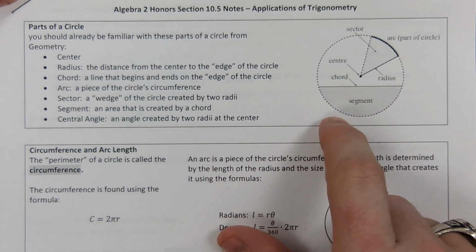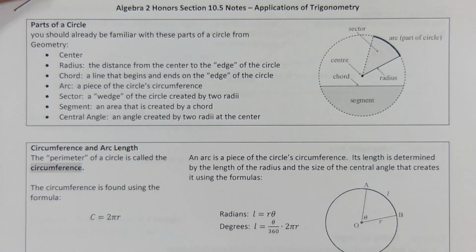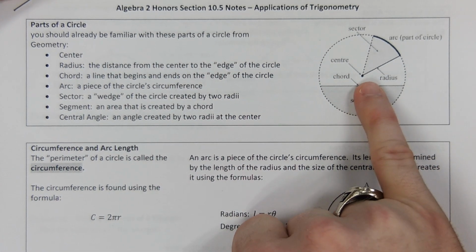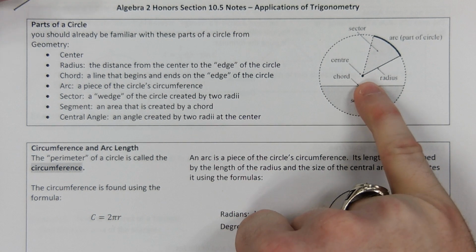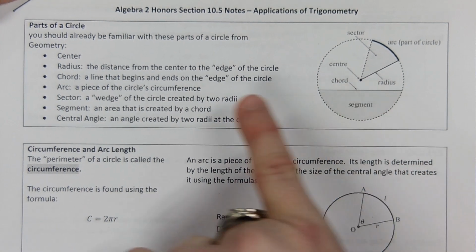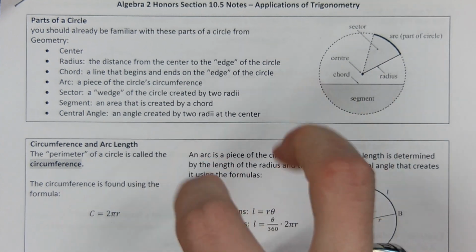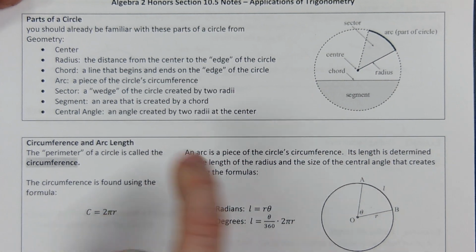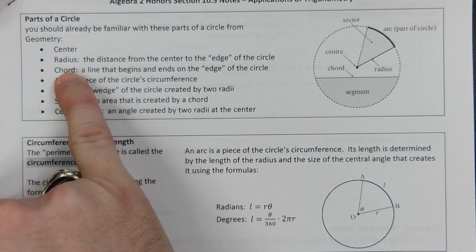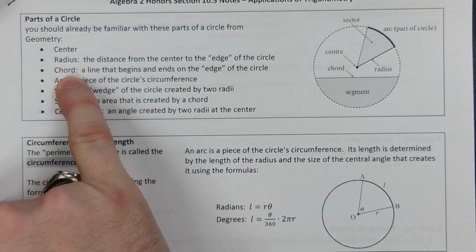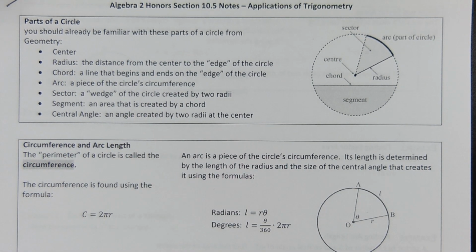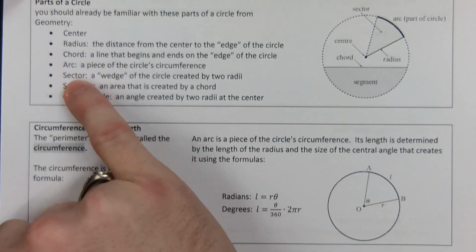I've got them in this image and I've got them listed out. You should already know what the center of a circle is. It does not need explanation. It's the center. The radius is the distance from the center to what I'm calling the quote-unquote edge of the circle. A chord is any line segment that begins and ends on the edge of the circle, and that includes the diameter. It's not in the image because we're not doing anything with the diameter today, but the diameter is a chord. Okay?